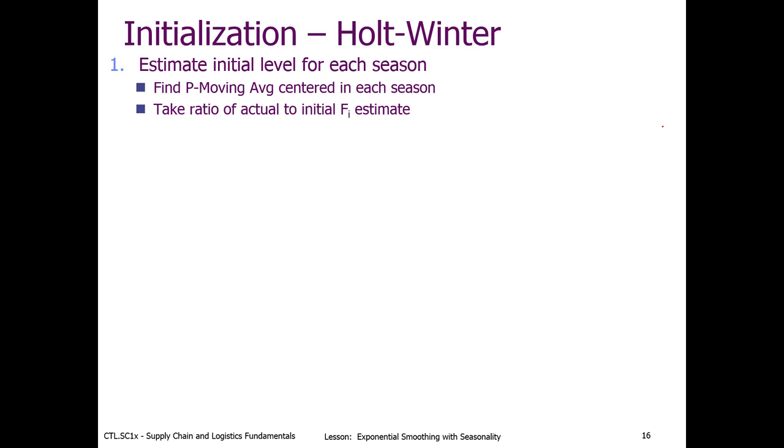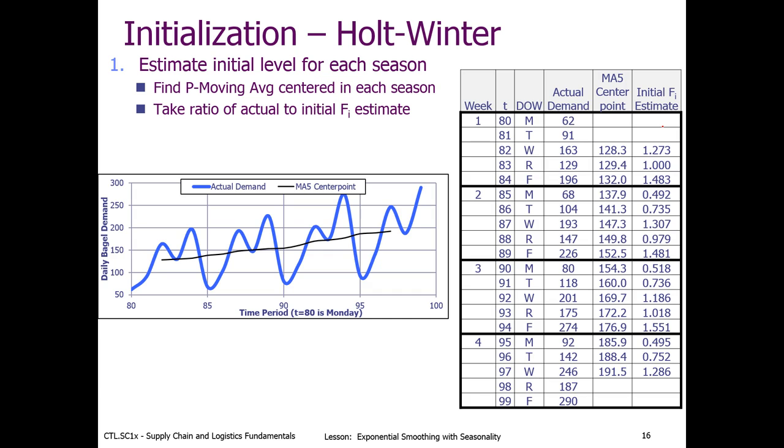So there are many methods out there. We're going to talk about one called the P-centered moving average method. What we're going to do is talk it through the exact same example. We're going to first find the seasonality indices, because for Holt-Winters, remember, I've got a level, a trend, and seasonality.